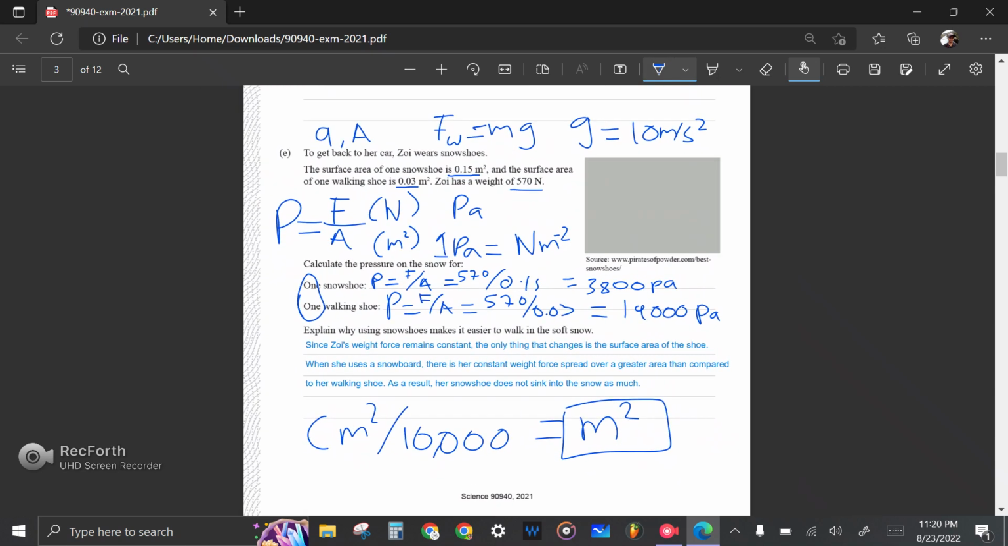And apart from that, that's pretty much it for this pressure section. There are no other equations related to pressure that you need to know at this level, and I've covered the units.